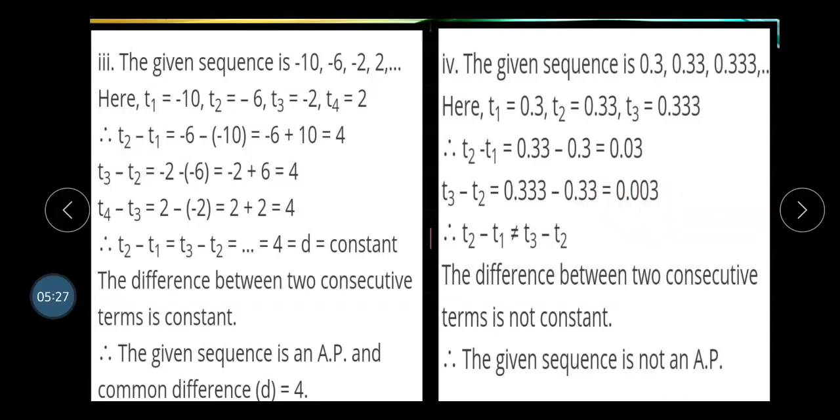0.003. As you can see, the values over here all are different. Therefore, T2 minus T1 is not equal to T3 minus T2. The difference between the two consecutive terms is not constant. Therefore, the given sequence is not an AP.